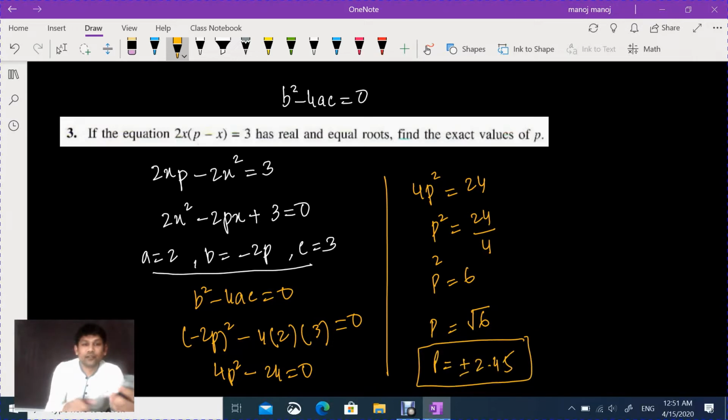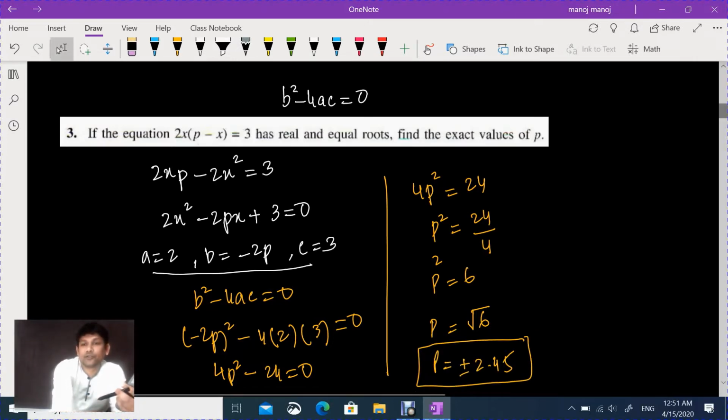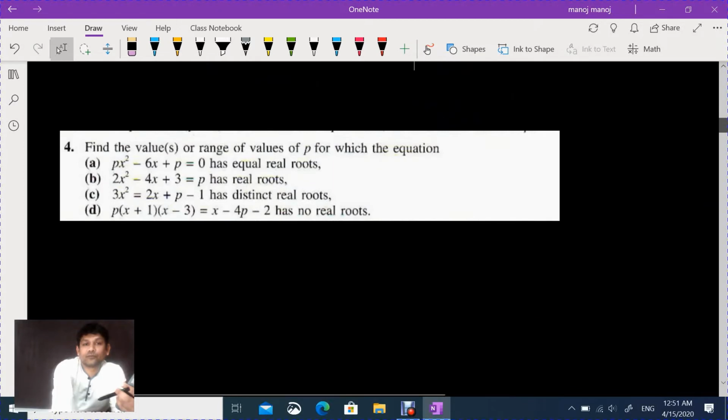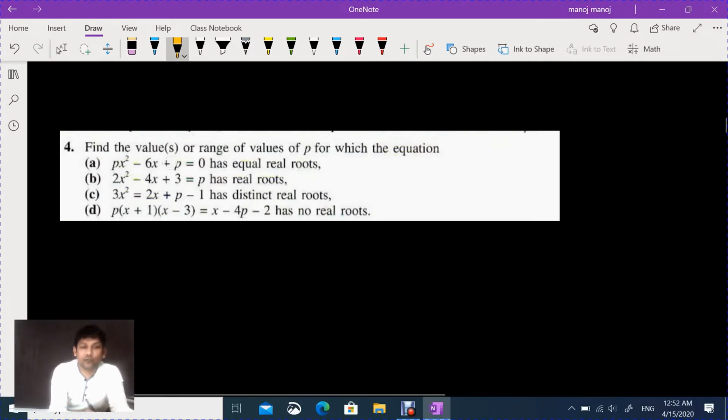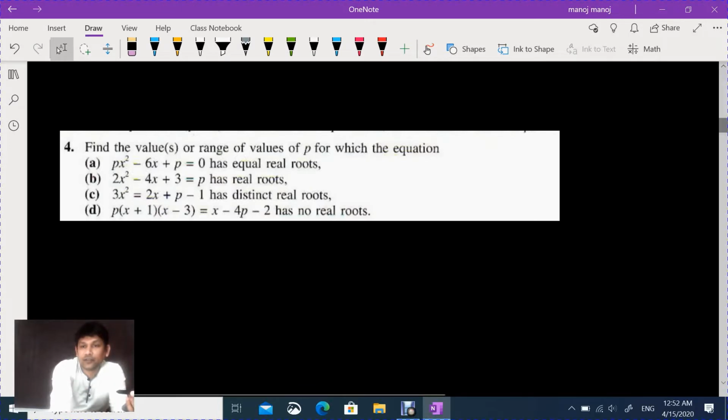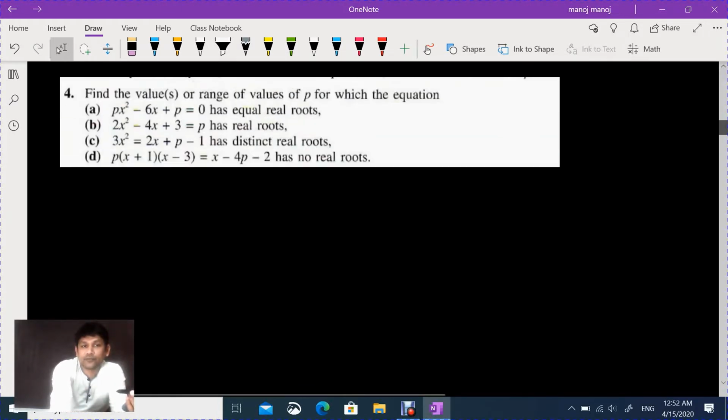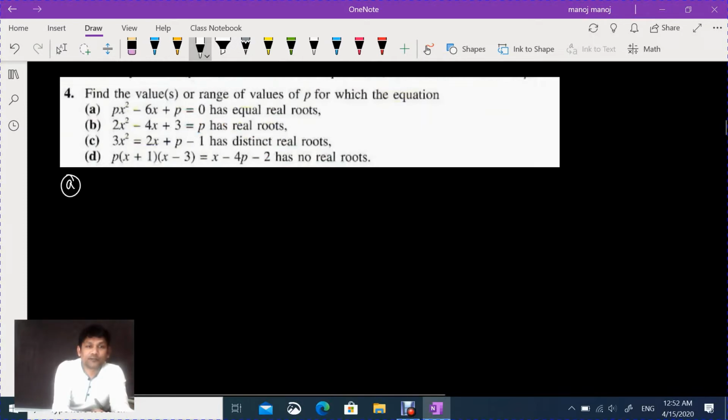Okay, next part, next question is question number 4. This question number 4 is very important because we are having all the conditions in question number 4. Like you can see, all 4 cases are there. First case is part A. In the first part, which values of p for which the equation px square minus 6p plus 6x plus p is equal to 0 has equal real roots.